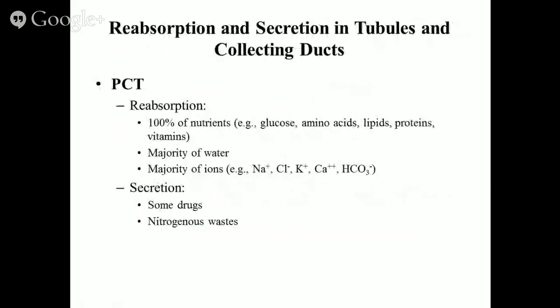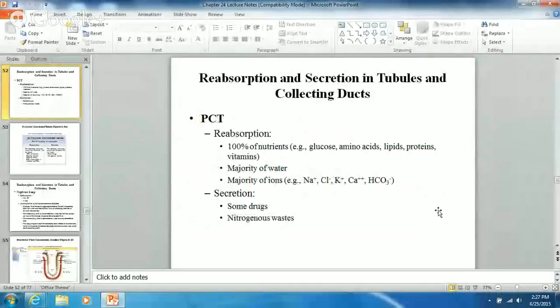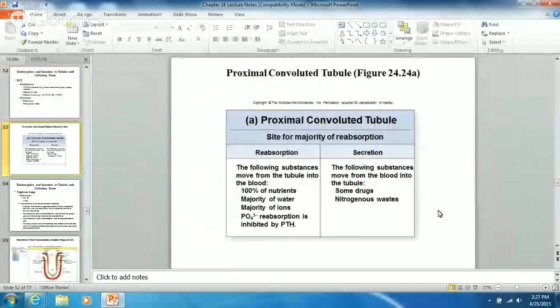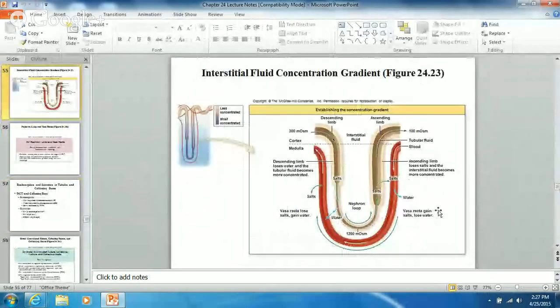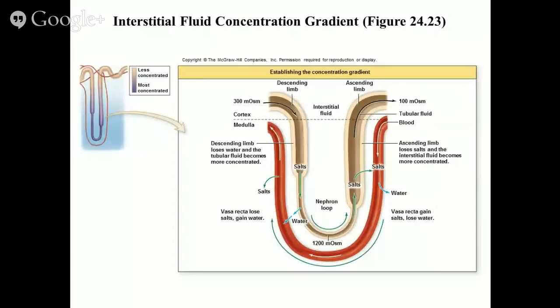So we move forward a bit more. Let's see, I don't want to lose my place. We're almost at the end of this one. I want to show you two more things. Actually, two things, three slides. The first thing I want to show you is the interstitial fluid concentration gradient that is created at the nephron loop.